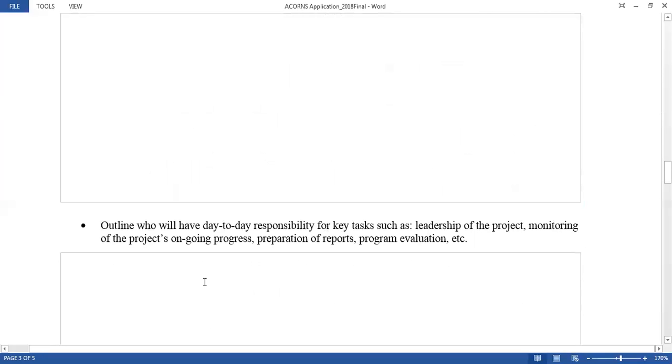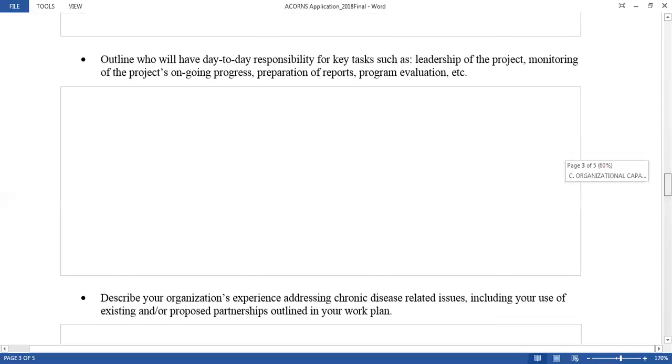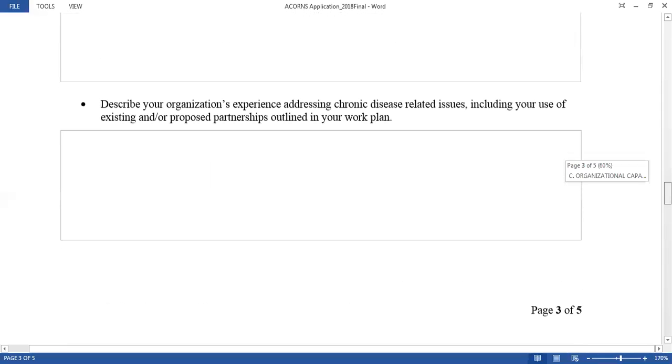In this section, please describe who will be the lead for most of the grant project activities, how will we make sure that those are going to be completed in the project year, and who will be responsible for each of those tasks. And how does that person have the experience in order to do so.